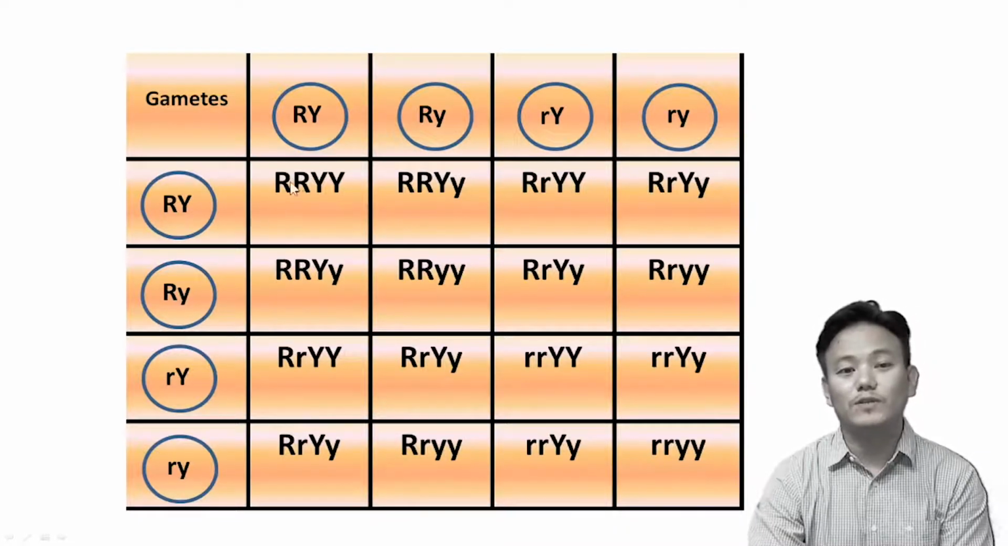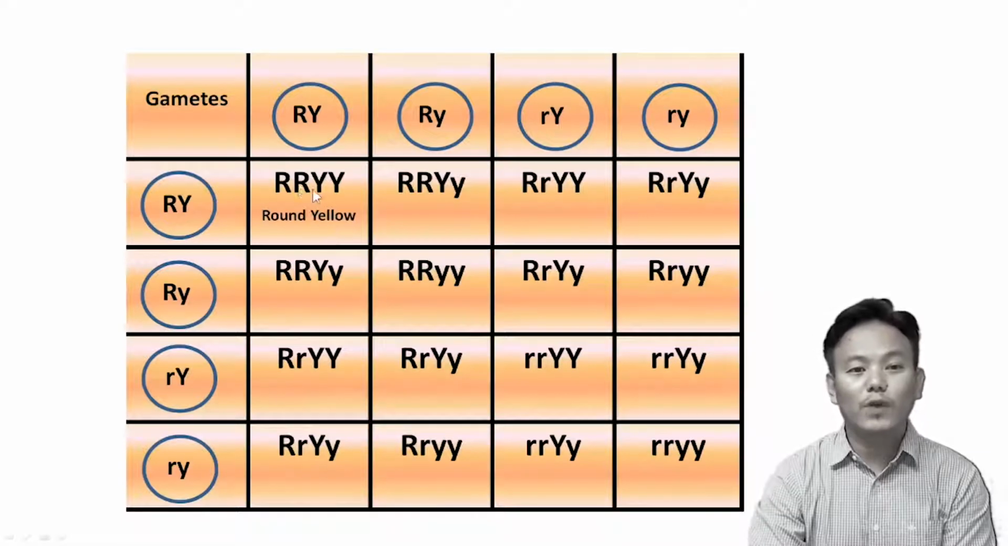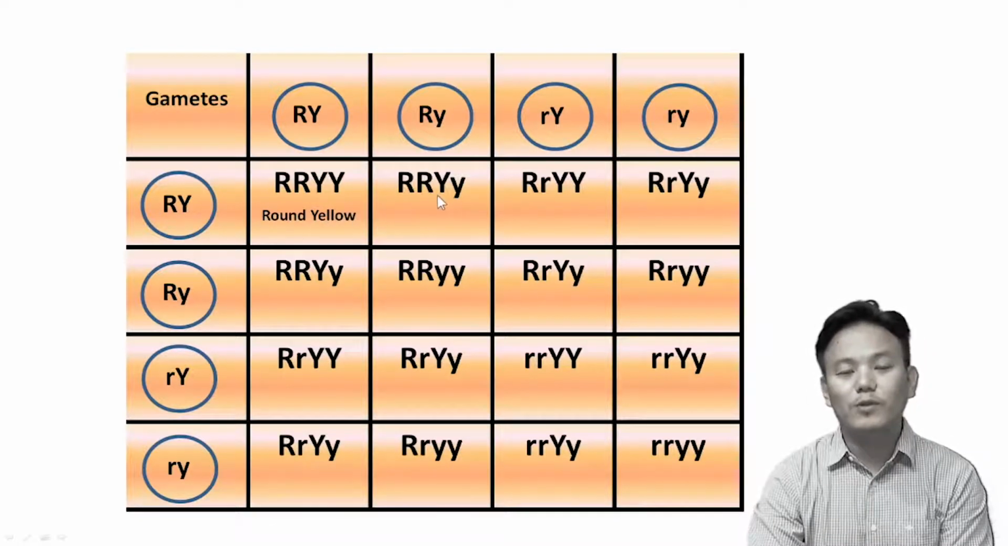I'm sorry. These are all genotypes. So now let's look at their phenotypes one by one. So this one will be round and yellow because both the alleles are dominant. These two alleles will code for round seed shape, and these two alleles will code for yellow seed color. So what about the next one?